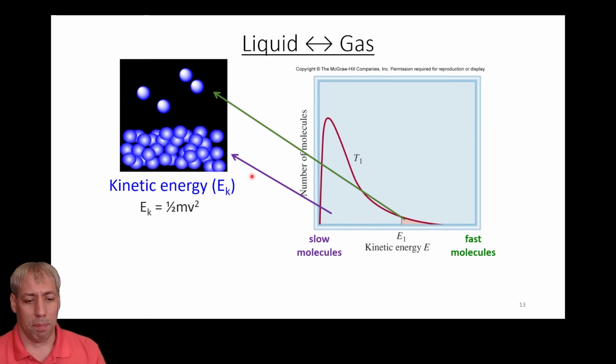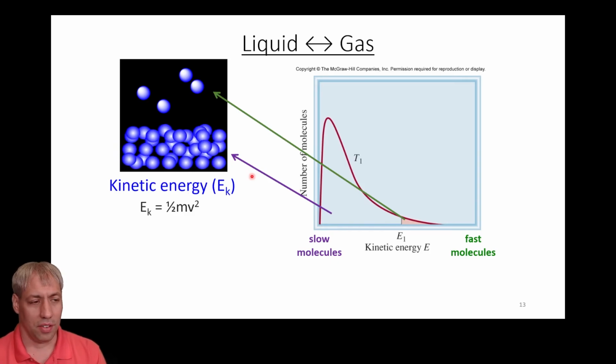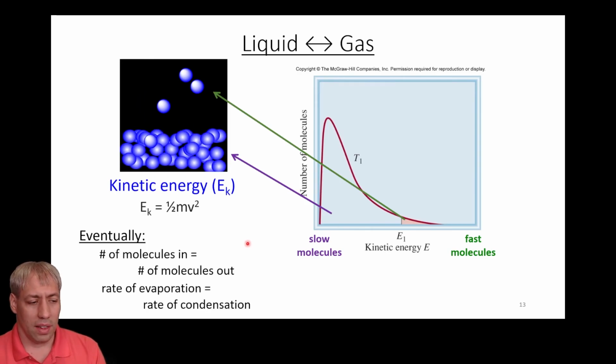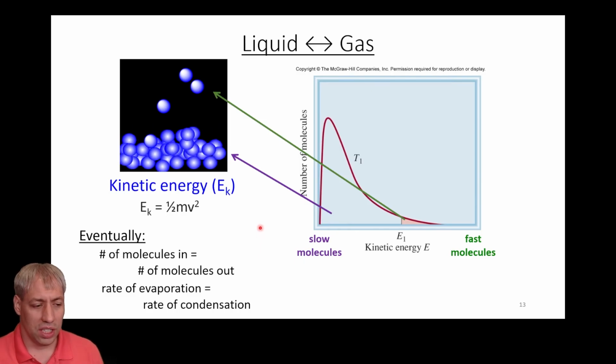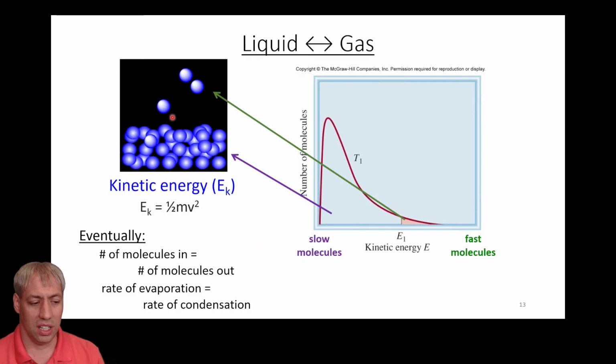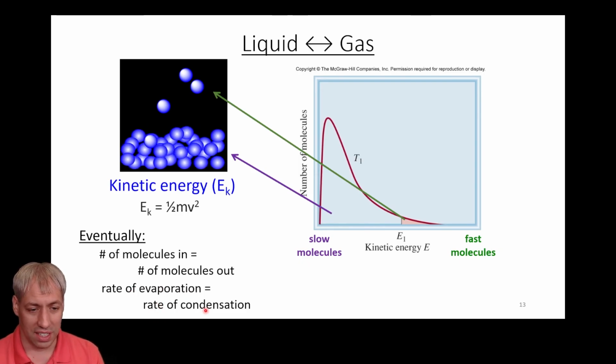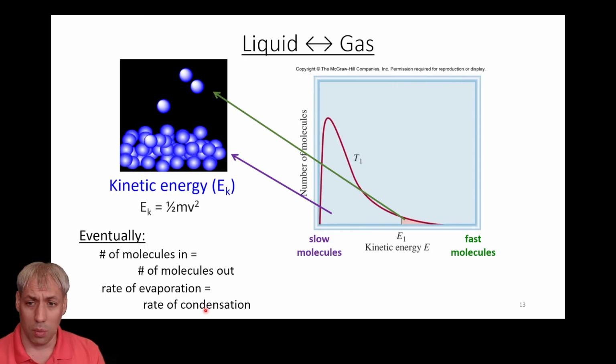And so that's going to happen a bunch. Some molecules are going to have enough speed to go out into the gas phase, and then eventually in the gas phase, some of those are going to slow down enough that they're going to go back into solution. If you wait long enough, you're going to reach a condition where the number of molecules leaving and the number of molecules entering is equal. You could look at this as the rate of evaporation equaling the rate of condensation, or, as we'll get to later, this is an equilibrium condition.